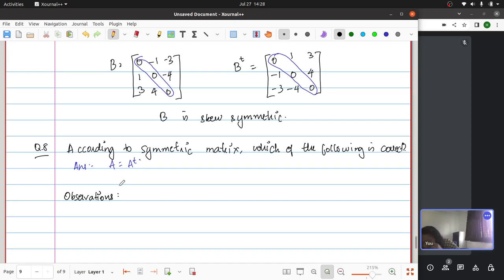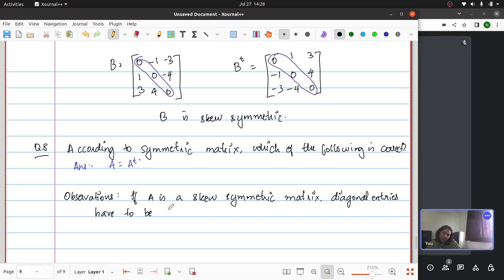that if A is a skew symmetric matrix, the diagonal entries have to be 0.